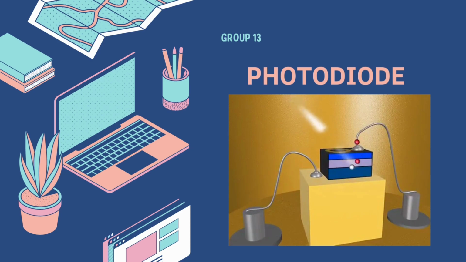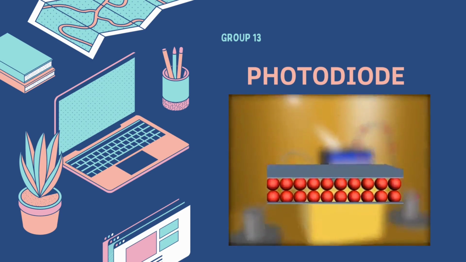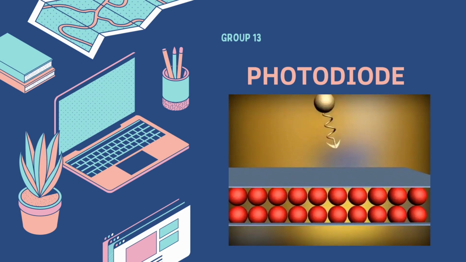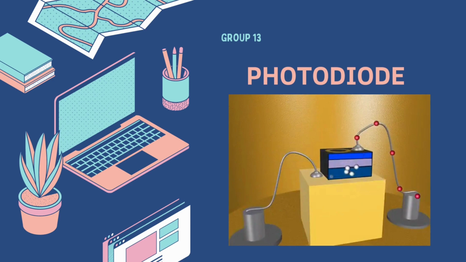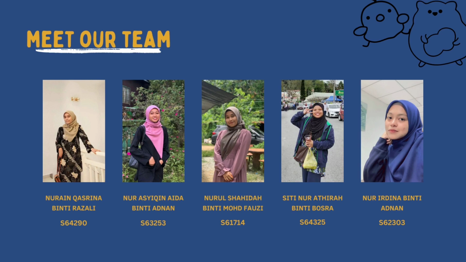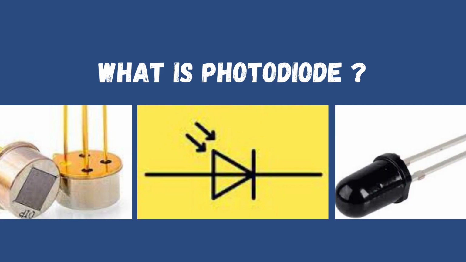In this video, we're going to see what is photodiode, the timeline for photodiode, the characteristic, the type of photodiode, a little bit for working principle, the application, also advantage and disadvantage. Before we start, I'm going to introduce my team. First, we're going to talk about what is photodiode.